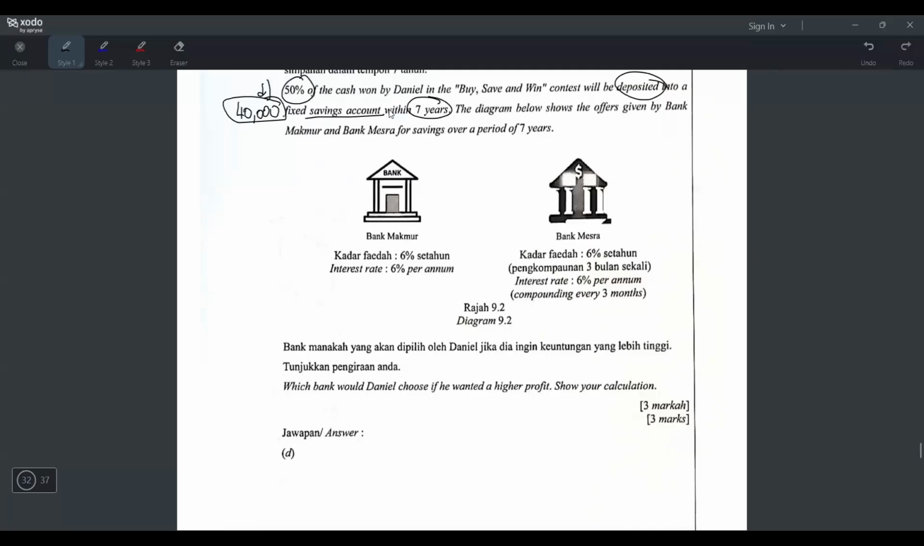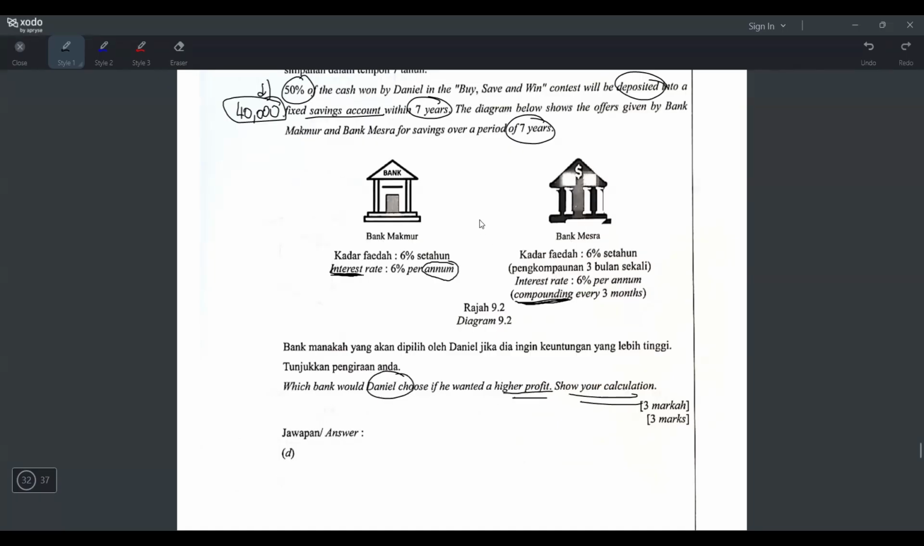The diagram below shows the offers given by Bank Macmore and Bank Mesra for savings over a period of 7 years. So you want to save for 7 years. Bank Macmore will give you interest rate of 6% per annum, means per year lah. But for Bank Mesra, the interest rate is also 6% per annum, but it says here compounding every 3 months. If you see the word compounding, that means this is compound interest, right? But this one is faedah mudah, simple interest, right? So now they ask which bank would Daniel choose if he wanted a higher profit?